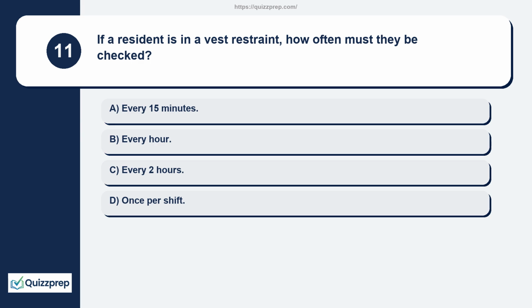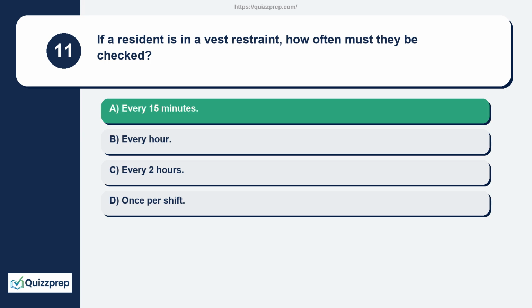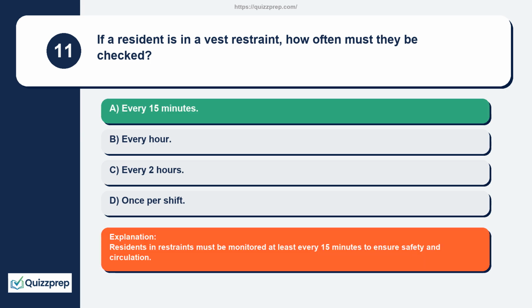Question 11. If a resident is in a vest restraint, how often must they be checked? Every 15 minutes, every hour, every 2 hours, or once per shift? Residents in restraints must be monitored at least every 15 minutes to ensure safety and circulation.